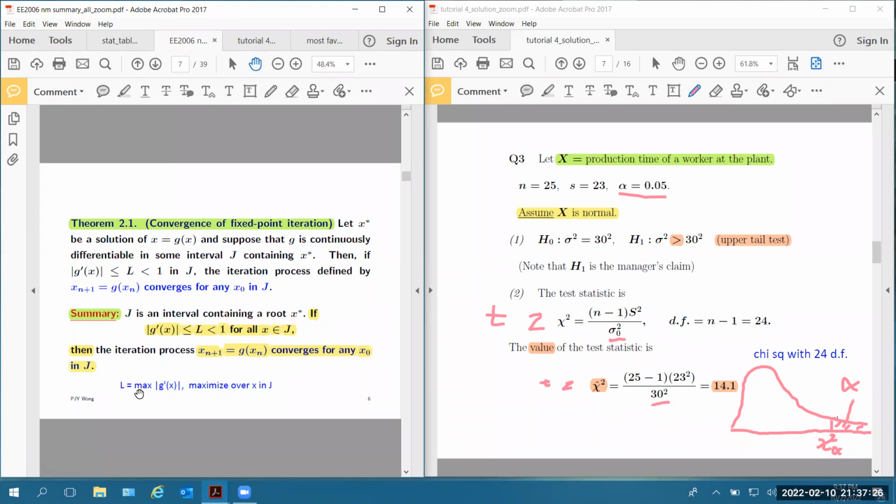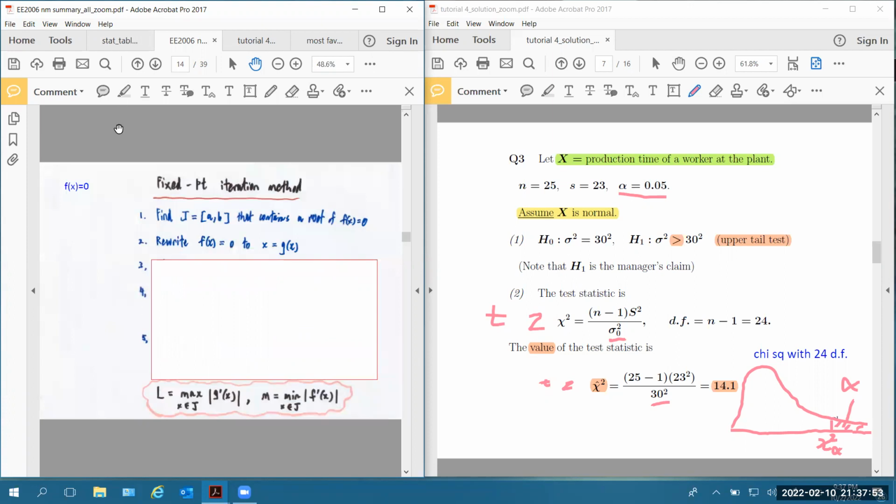So in fact, we need to go and find the L and then go and see, is this less than 1 or not? Yeah, so it's all this inequality. We need to test this. If you have this, that will guarantee convergence. And this is actually our fixed point iteration method. This is the third point.